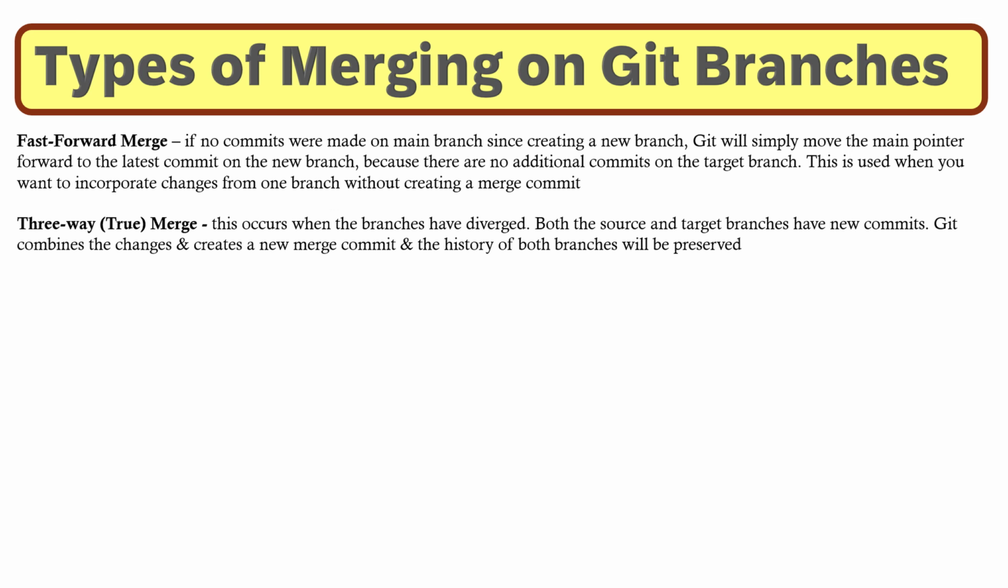Now with the three-way merge, this occurs when the branches have diverged. So you've got the main branch and the new feature branch, and they both had changes to them. And you would use this when both branches have diverged and you want to preserve the history of both.